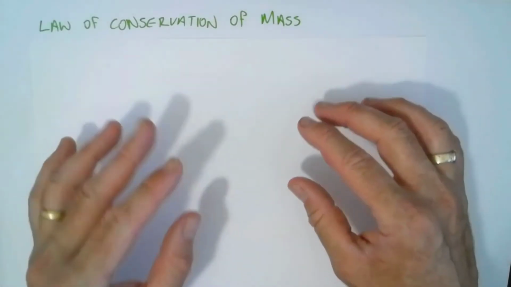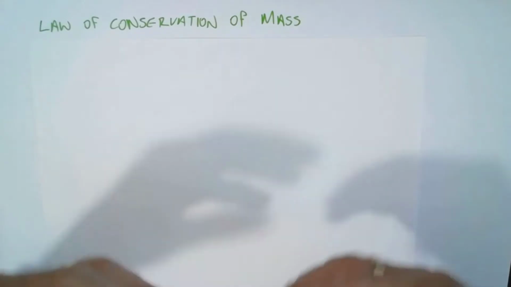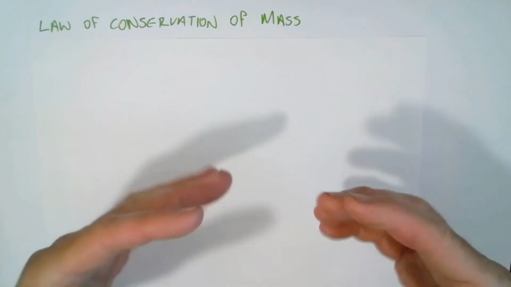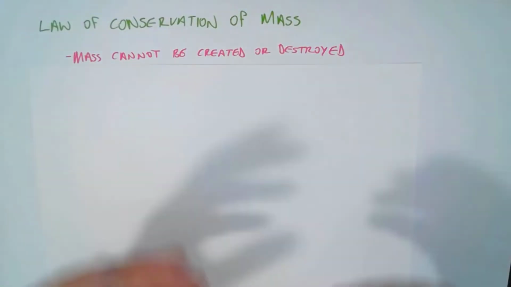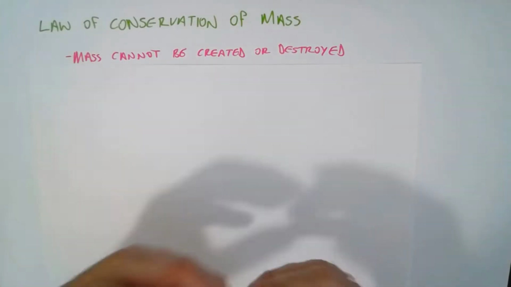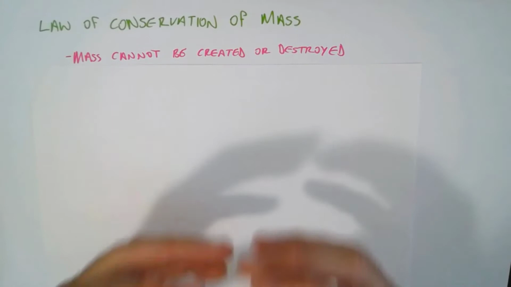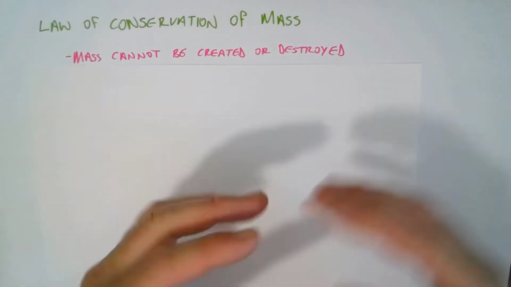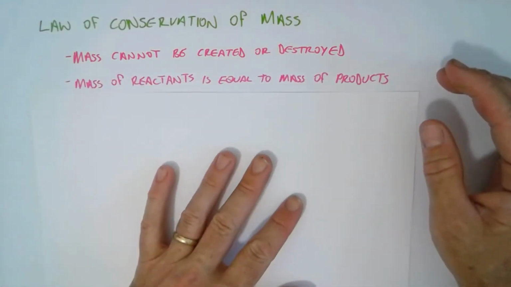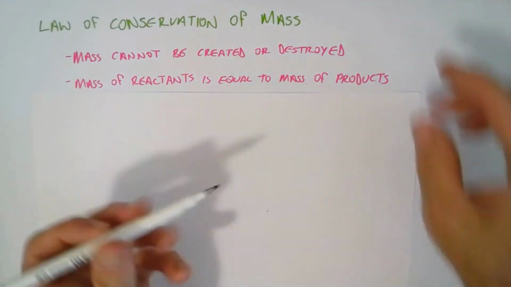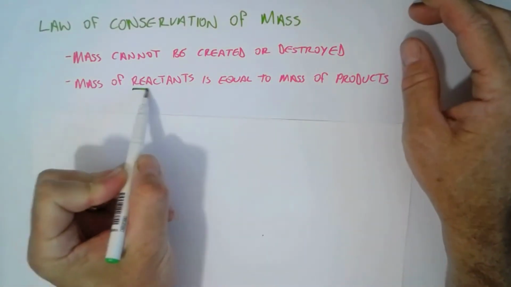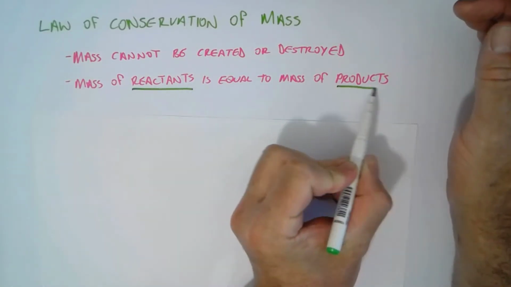The law of conservation of mass states that mass can never be created or destroyed. So that means in a chemical reaction, the mass of the reactants must be equal to the mass of the products. Now, here's two terms that we recognize: reactants and products.